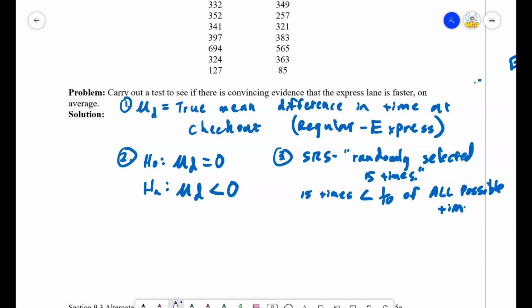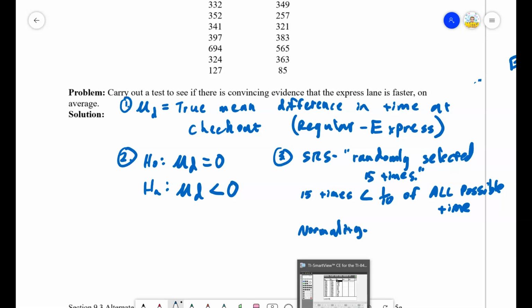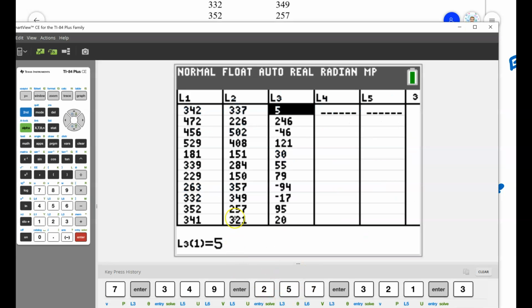Seems like there's probably almost infinitely many times they could pick from. And then finally for normality, okay, they only took 15 times, so we need a box plot. But what do we want a box plot of? All right, here's where you would lose points.